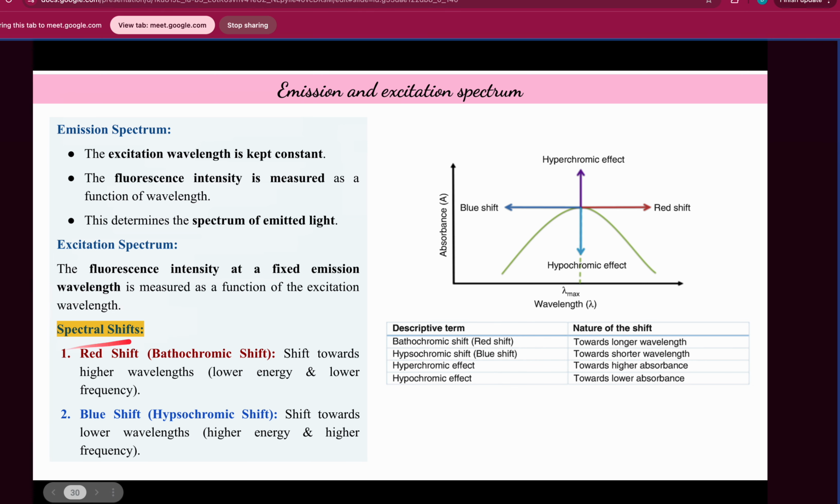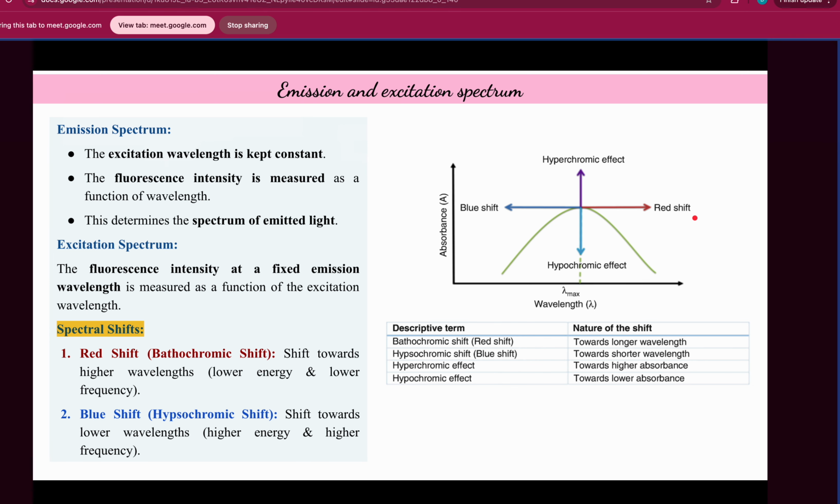Now there are two spectral shifts which you might observe. First is the red shift, also known as the bathochromic shift, which is a shift towards higher wavelength. It means that as light is absorbed and the electron is excited, when it reaches back to the ground state, it will emit some light. The light which is emitted has a higher wavelength, that means lower energy, so some energy is lost. This particular shift is known as the red shift.